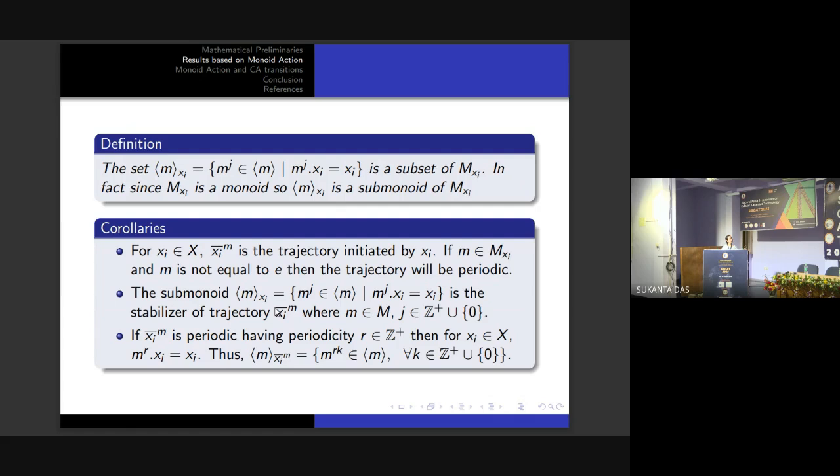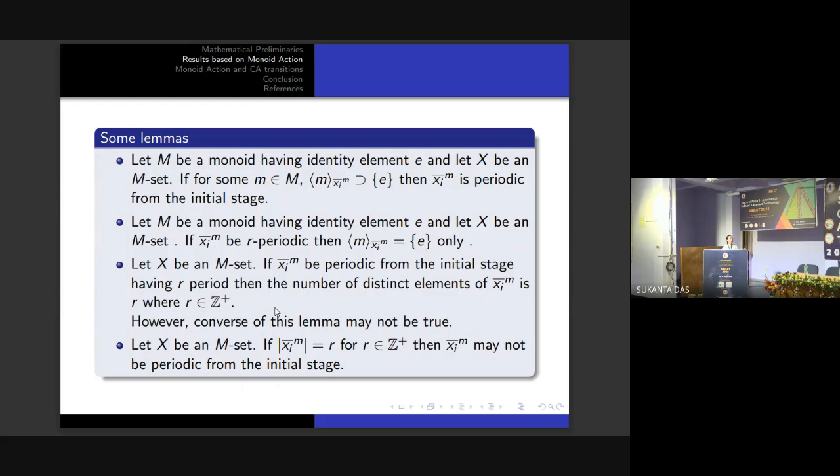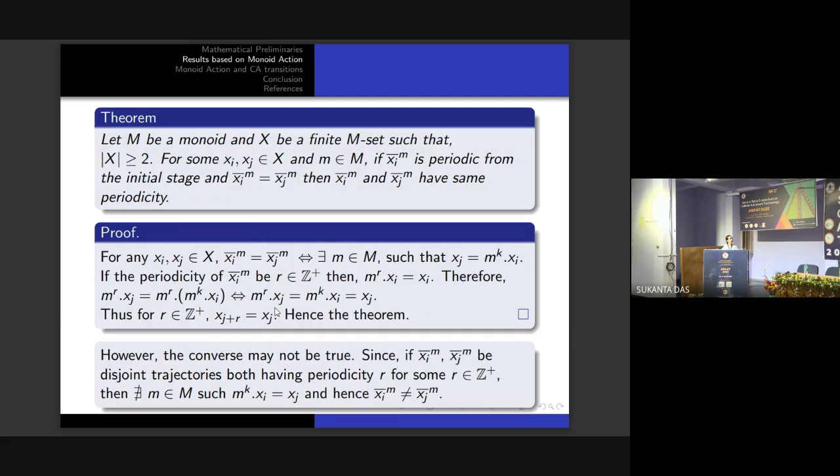I will not spend too much time with the corollaries because I want to show how I have been using monoid action to depict the configurations of my dynamical systems. So I will just skip. Before going to that portion, I'll just state the last result. Over here, if we have some monoid and XI is periodic from the initial stage, and XJ also has the same periodicity, they will have the same periodicity if XJ also belongs to that path of XI.